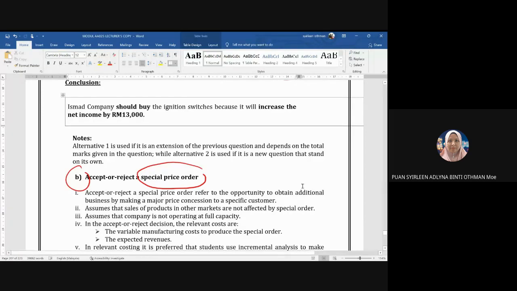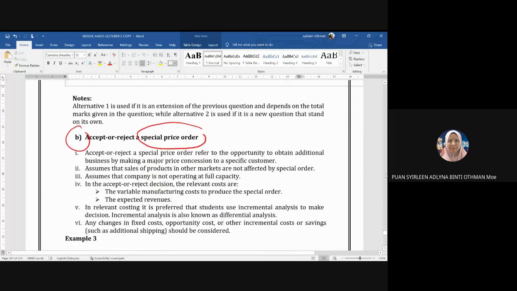Okay, alright, so accept or reject a special price order refer to the opportunity to obtain additional business. Okay, additional business maksudnya kamu nak dapatkan tambahan jualan daripada customer. Okay, by making a major price concession. Okay, berlaku perubahan pada harga jual lah. Okay, pada satu nilai yang agak besar. Okay, to a specific customer. Bukan semua orang tapi for one particular order saja. So kita sekarang ni nak decide kita nak terima ke atau tidak. Okay, so assume the sale of product in the market are not affected.